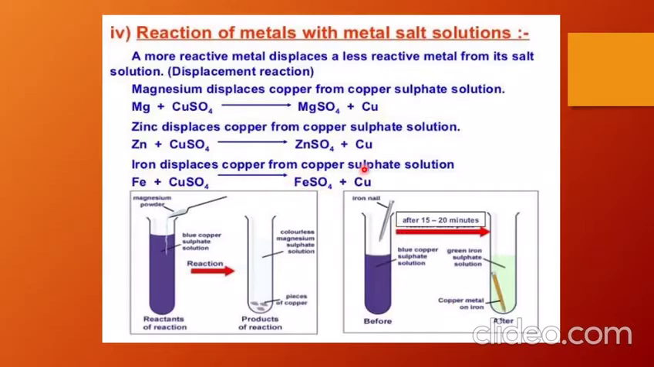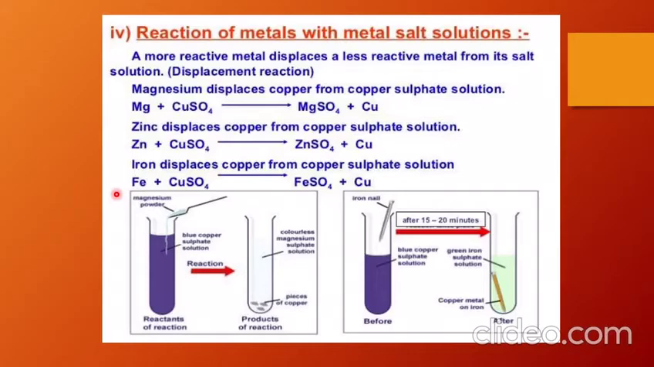Okay. So again, this shows that iron is more reactive than copper, and no reaction takes place if, instead of iron, I take copper here. If I dip copper wire in the iron sulfate, that is ferrous sulfate solution, then there will be no reaction. Okay. So this shows that iron is more reactive than copper.